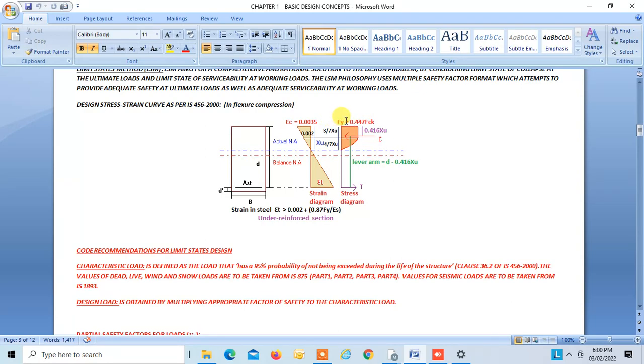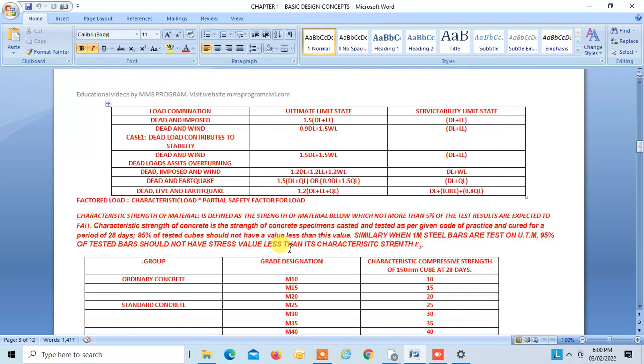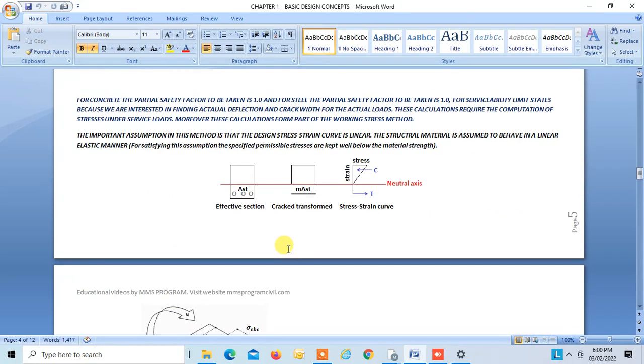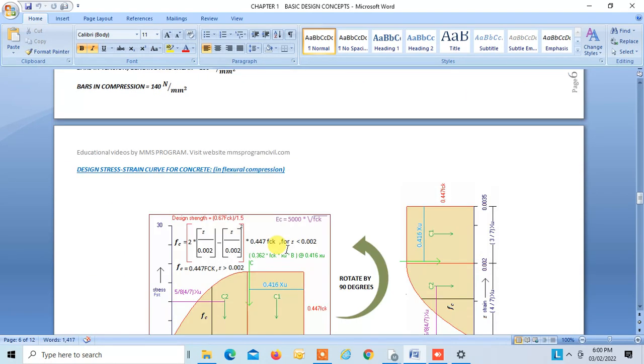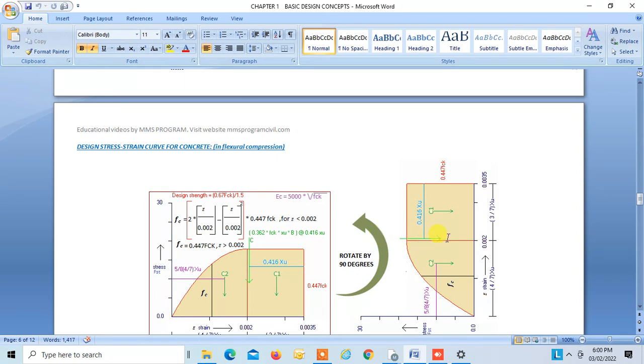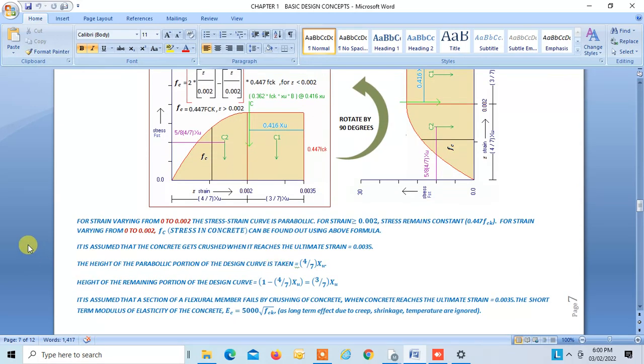This is your design stress 0.447 fck, and the force C falls at a distance 0.416 xu from the highly compressed face. This is the force C, which falls at the CG of this diagram, and that is 0.416 xu. Now it is assumed that the section of a flexure member fails by crushing of concrete and not by yielding of steel. When the concrete reaches the ultimate strain 0.0035, it is assumed that the concrete will crush.